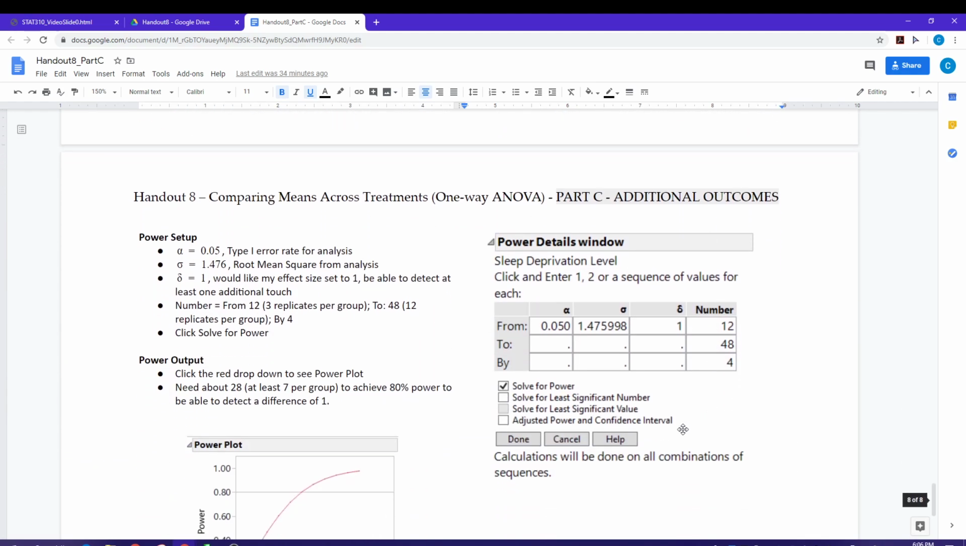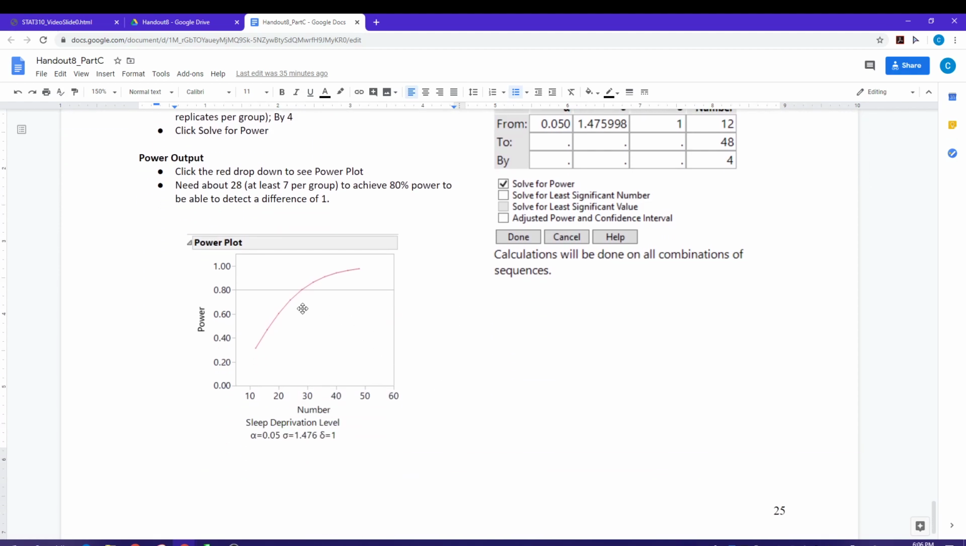Now the next power calculation is, suppose my effect size is 1. So I left alpha and sigma the same, but my effect size is 1 here. What that means is I want to be able to detect at least one additional touch. That's what effect size means here. I'm going to vary my sample size from 12, which would be 3 in each group, up to 48, which would be 12 in each group. I have 4 groups here, so 12 times 4 is 48. I'm going to solve for power again, and I end up getting a power curve or a power plot. I have to select the red drop down to get the plot.